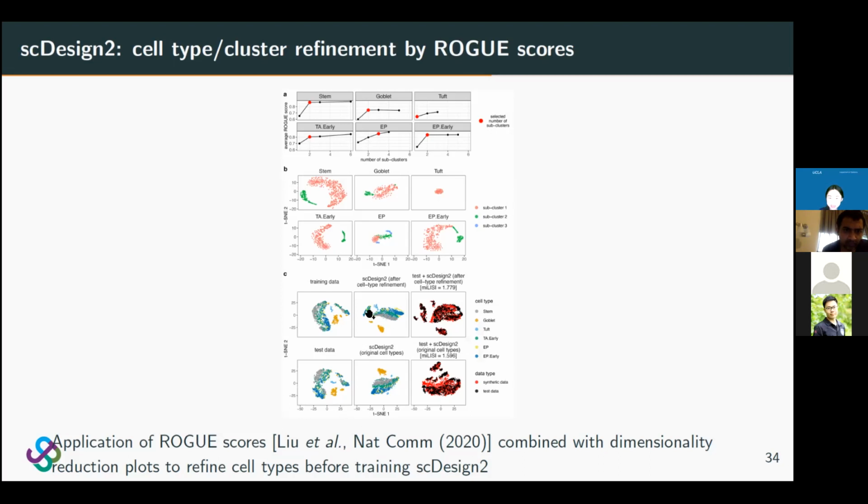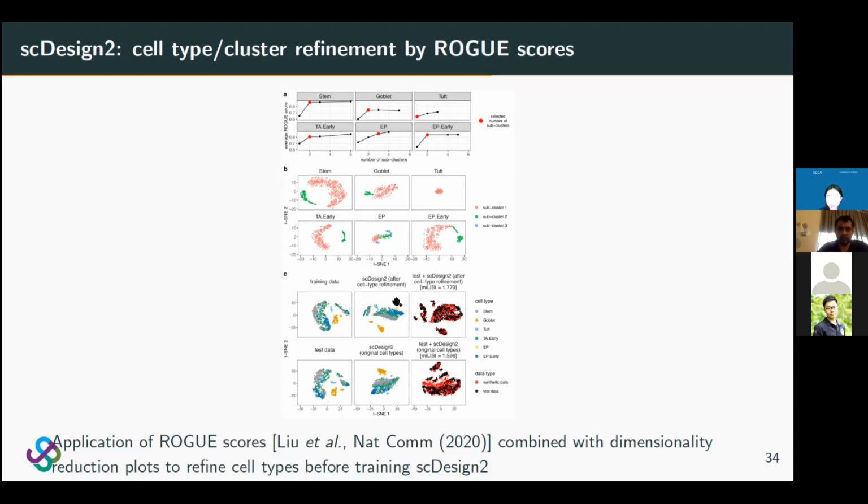So basically, this is showing the original data, and this is the data for training the simulator. This is the unused data as test data for evaluation. This is the synthetic data with refinement from our method. This is the synthetic data without refinement.